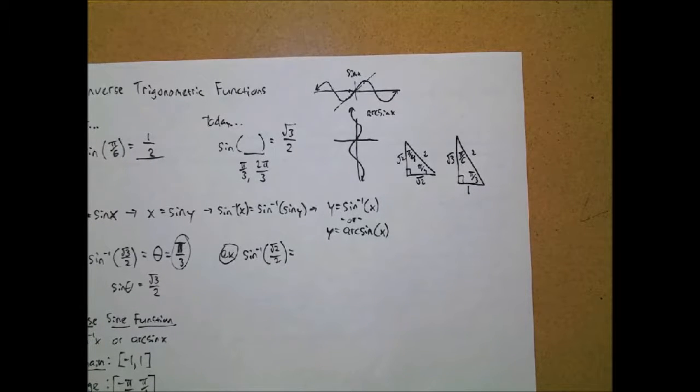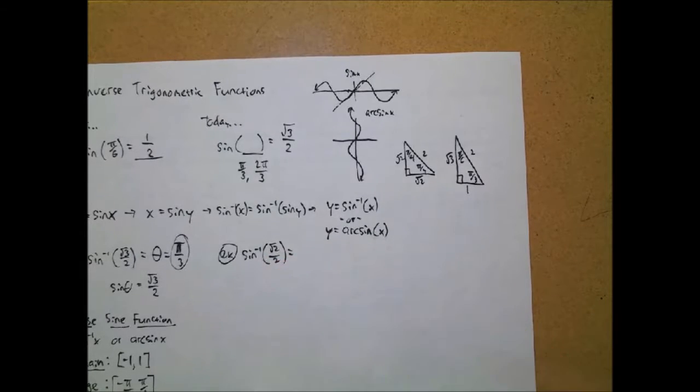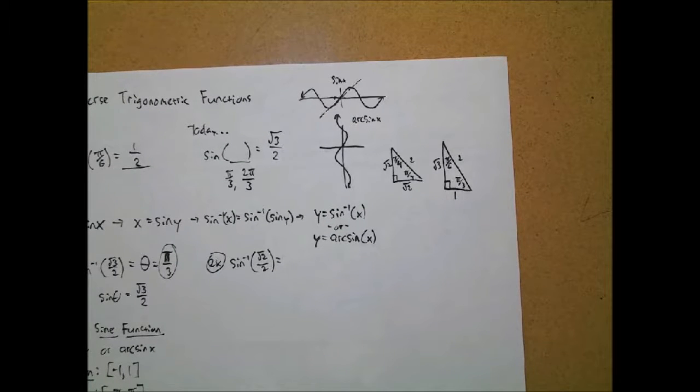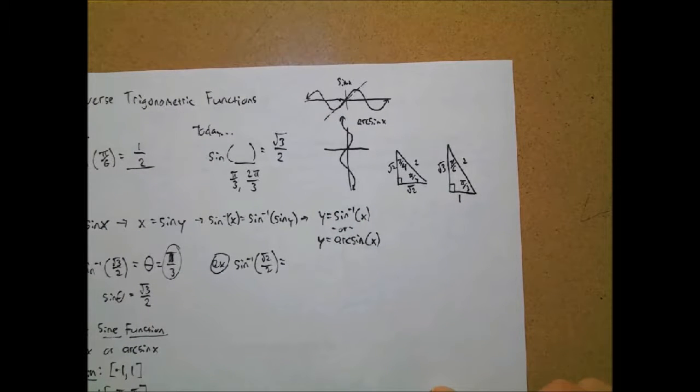So Ben, how can we use these special right triangles to figure out what this answer is going to be? Or how would you do that here? What are you looking at? Just find root 2 to say it's pi over 4.